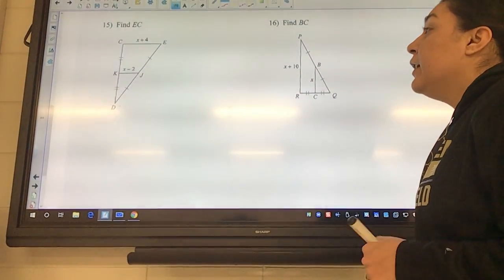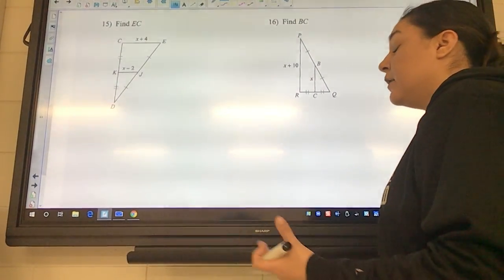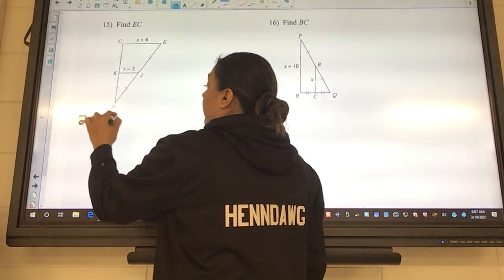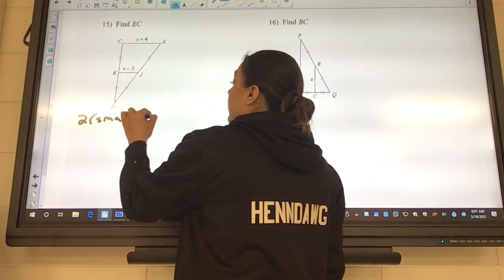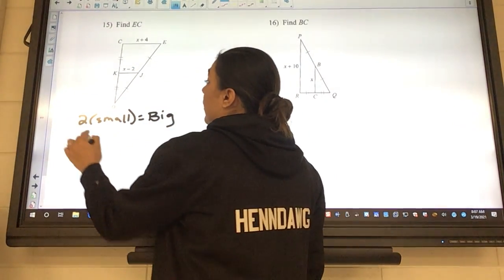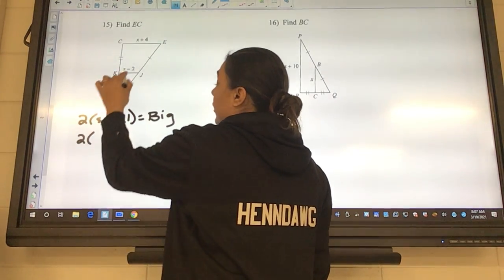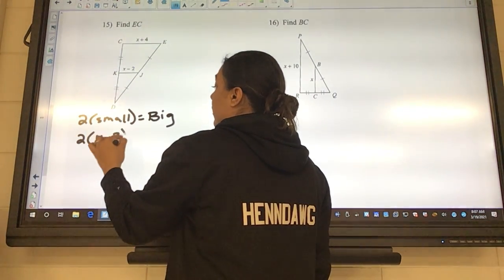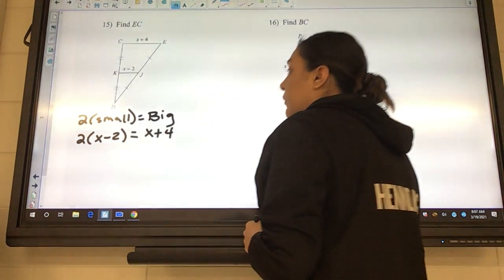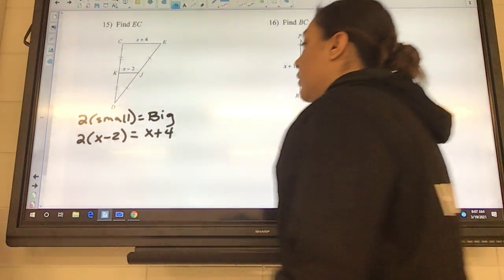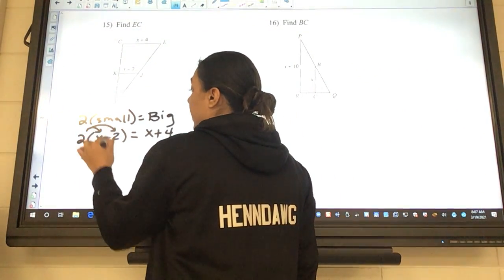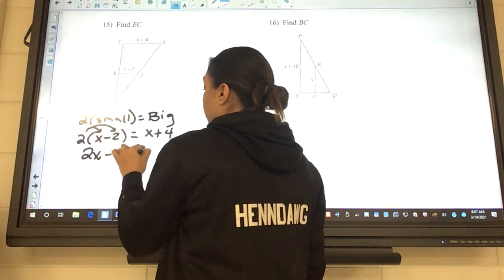Okay, this one says find EC. It's still the same type of problem. 2 times the small equals the big. So 2 times the small, we got 2 times, and then our small is x minus 2 equals our big, which is x plus 4. Well, so you're going to have 2 times x is 2x, 2 times negative 2 is negative 4, equals x plus 4.